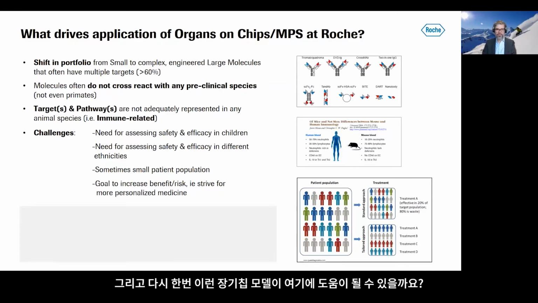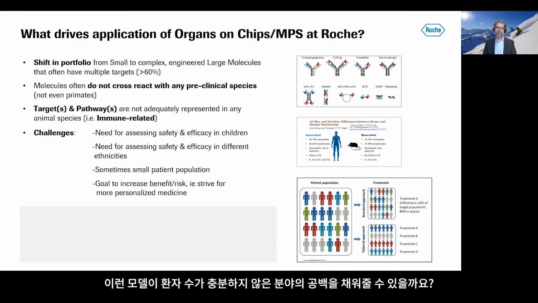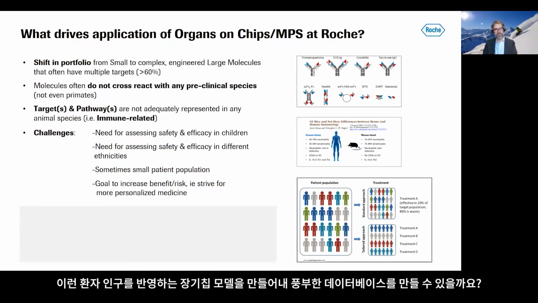And again, could those organ chip models be of help there? If you think of the drug development world, which more and more also tries to address rare diseases which are not affecting a large population, could those models help in filling gaps where you don't have enough patients? Can you enrich your database by producing organ chip models that represent this patient population?